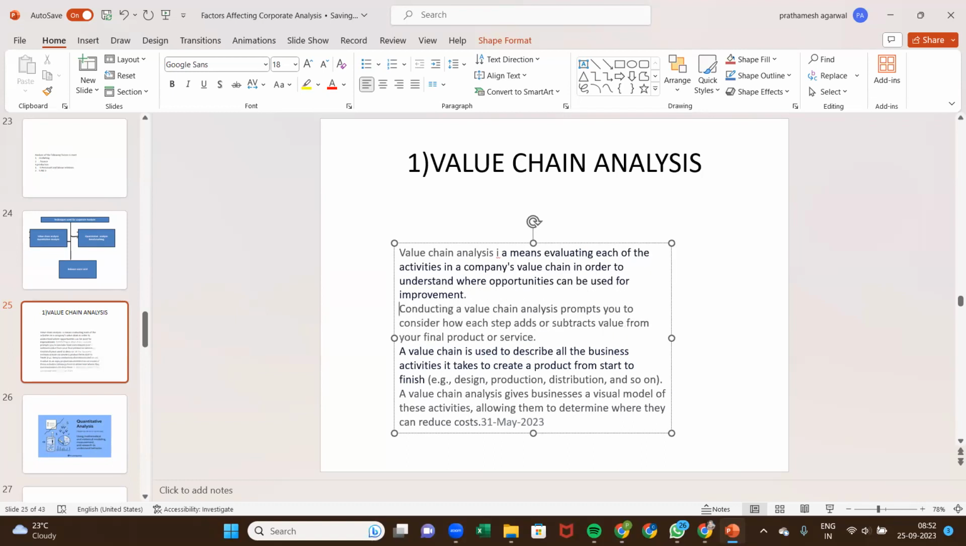Then, conducting a value chain analysis prompts you to consider how each step adds or subtracts value from your final product or service.